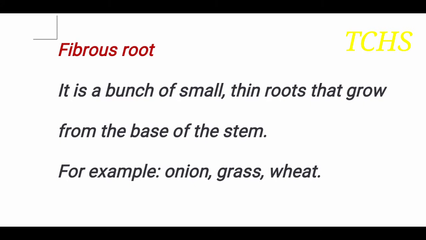Next one, fibrous root. It is a bunch of small thin roots that grow from the base of the stem. For example, onion, grass, wheat. Here for the fibrous root, we will see a number of roots, whereas in the taproot, we will see only a single root. Approximately for big trees, these fibrous roots will be 14 million roots. Isn't it, children? How many? 14 million roots. So fibrous roots means a bunch of small and thin roots. Examples are onion, grass, wheat.